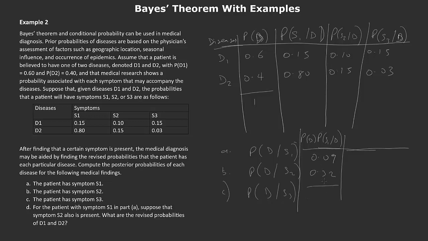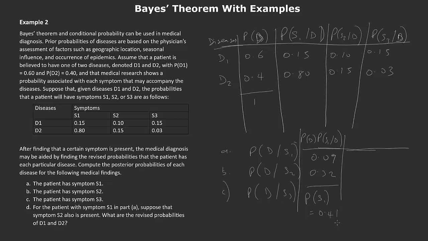So the next thing we want to do is to add this up. If you add it up, you are going to get the marginal probability for symptom 1, and that will be equal to 0.41.